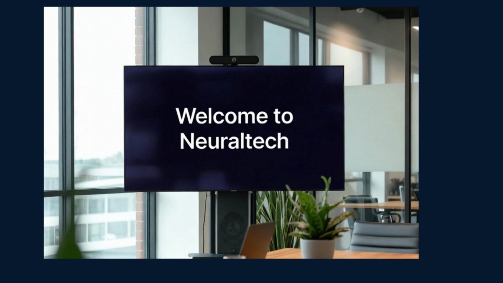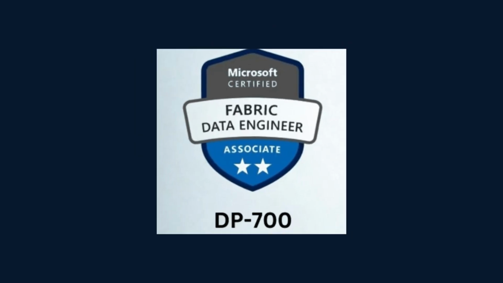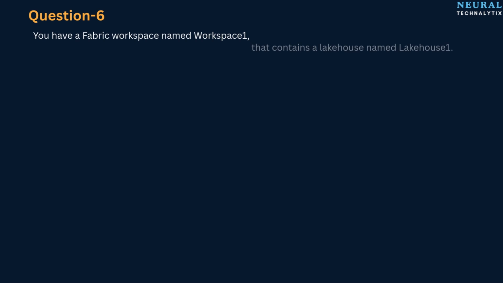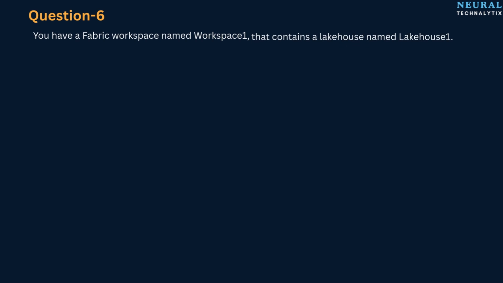Hey everyone, welcome back. Let's look at another question from the DP-700 exam. Here's the scenario. You have a Fabric workspace named Workspace 1. Inside that workspace, you have a Lakehouse named Lakehouse 1. Lakehouse 1 contains three tables: orders, customer, and employee.